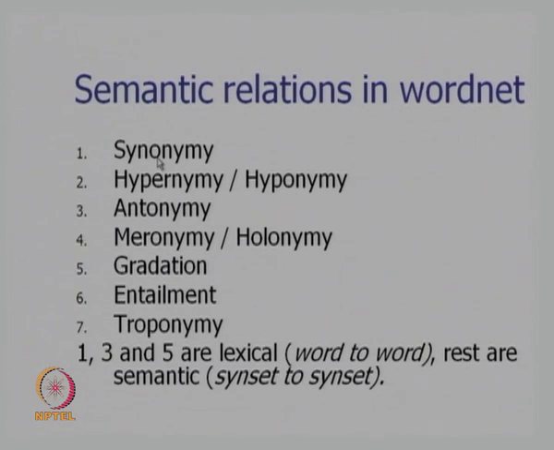They hold between meanings in the wordnet. Antonymy is the opposition. Meronymy is the part-of relationship. Gradation is the graded antonymy relationship. Entailment is the implication relationship. Troponymy is the manner-of relationship. So, 1, 3 and 5, that is synonymy, antonymy and gradation, are lexical relationships, or word to word relationships, and the rest are semantic, that is, synset to synset relationships.